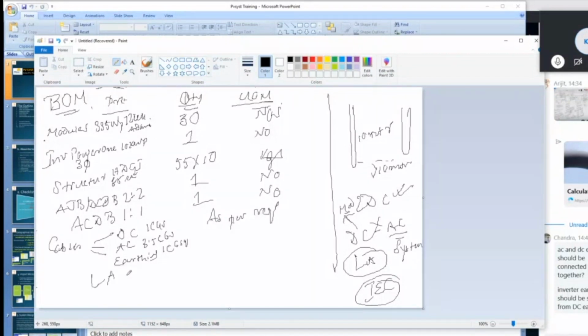Next is LA conventional type, copper spike, one number. Next is earthing kit, which contains earthing electrode and earthing pit cover. That is 3 numbers. We are taking one each. And GI strip or cable for interconnecting as per requirement.